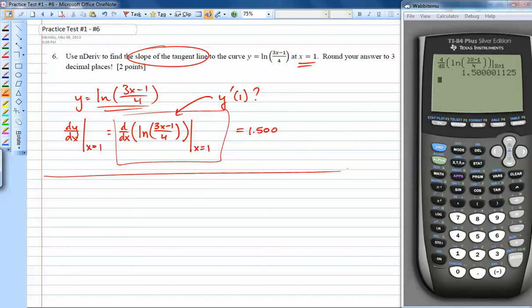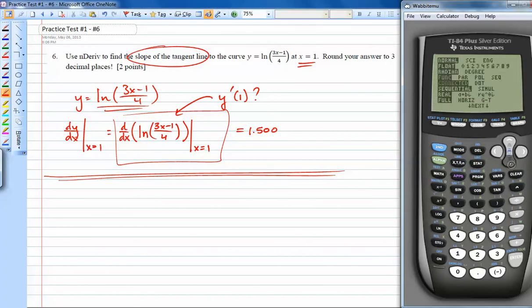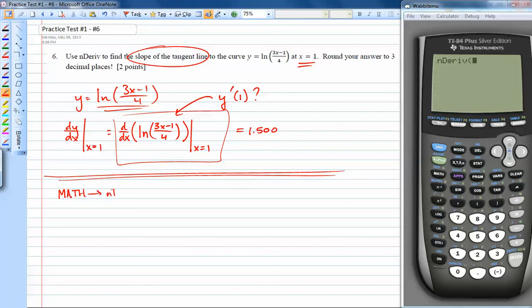Now, if you have an older calculator, or one that hasn't been upgraded yet, then you're going to have to do it this way. So you're going to have to go to Math, and then scroll down, and find nDeriv. And now it's going to show up like this. It's not going to give you that d/d-blank thing. So you're going to go Math, and then scroll down till you find nDeriv.